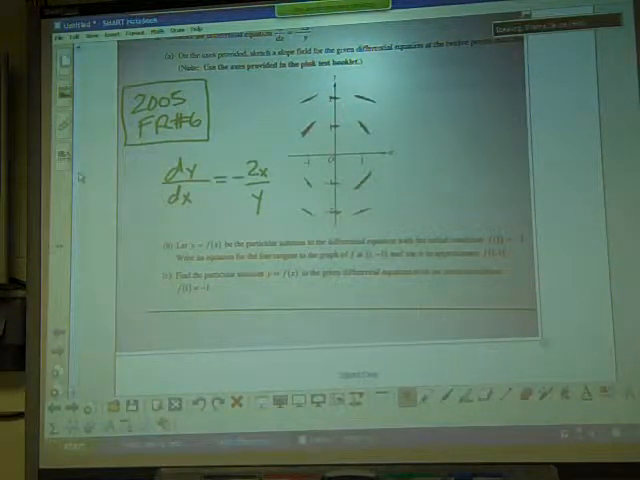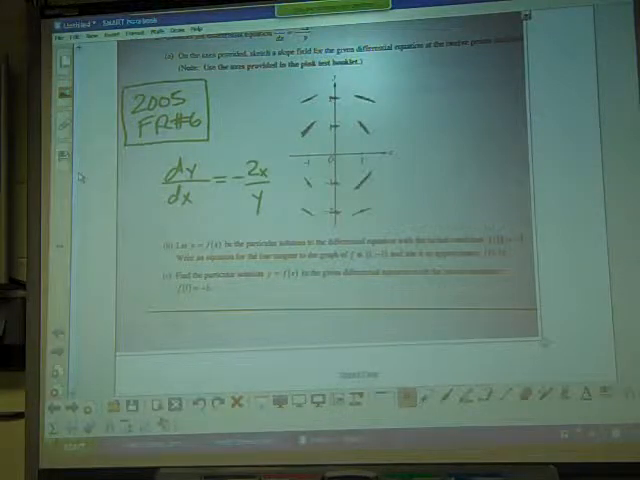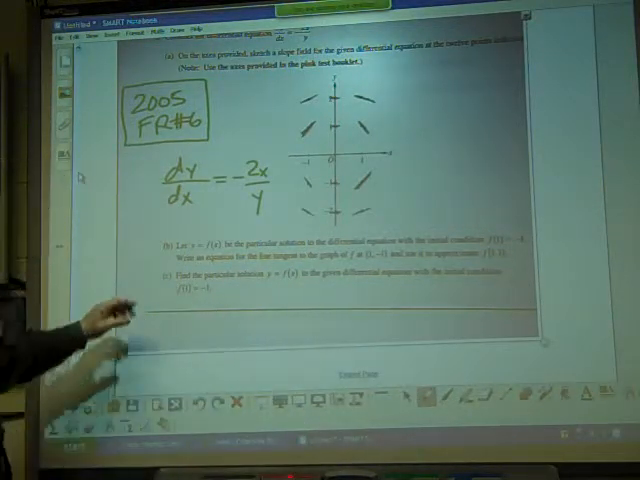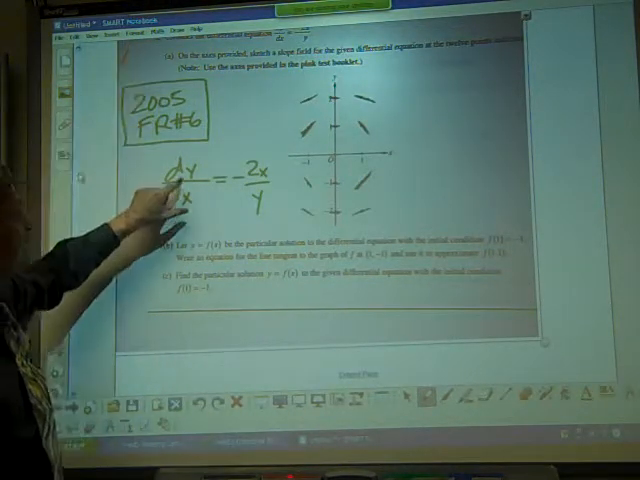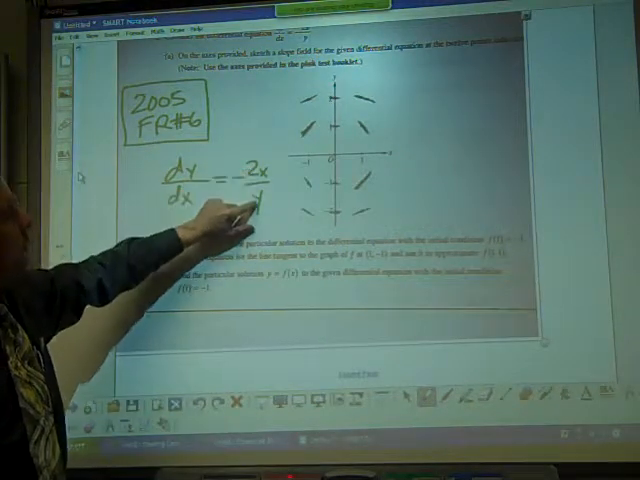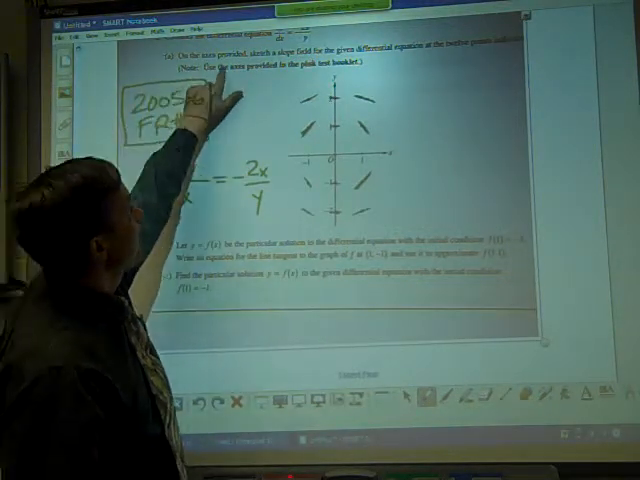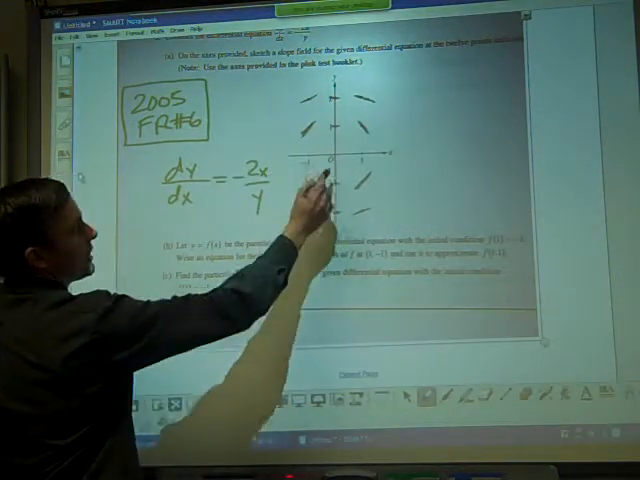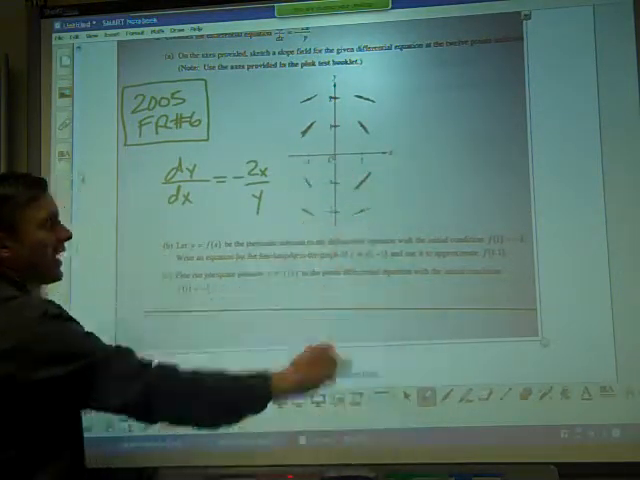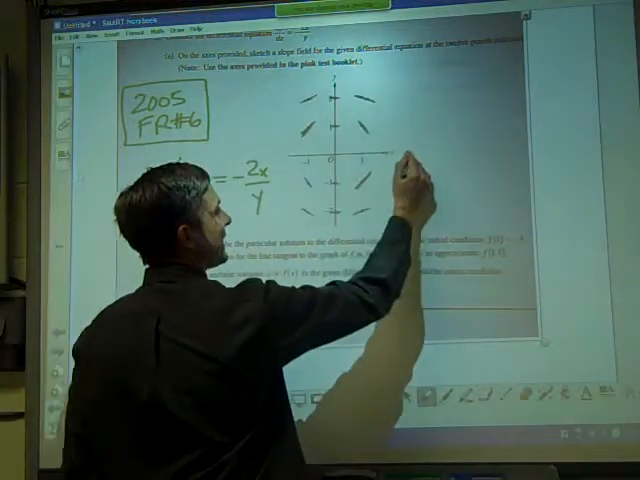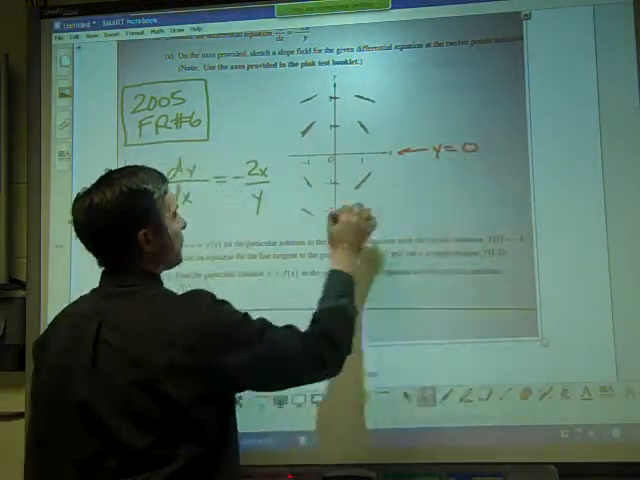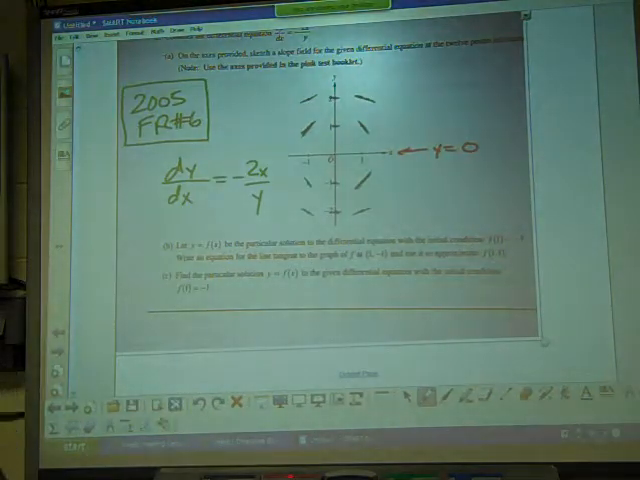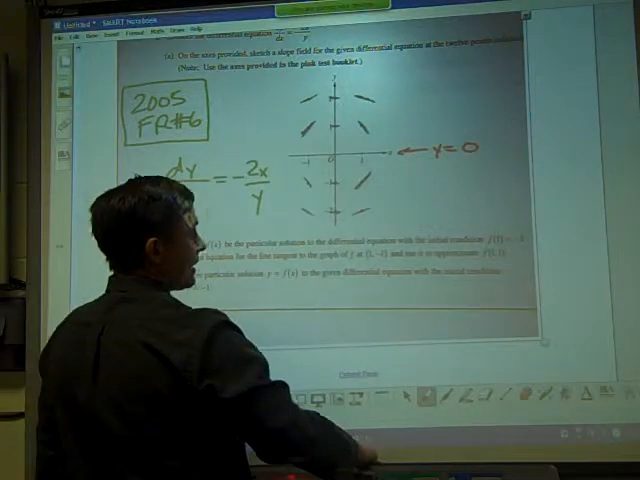All right, so this is AP 2005 free response number 6, no calculator. It gives you a differential equation, which I accidentally cut off: dy/dx equals negative 2x over y. It says on the axes provided, sketch a slope field. And again, it is simply taking the values. The reason there are no lines here is because on the x-axis, y equals 0, and the derivative will be undefined at y equals 0. So there are no lines.